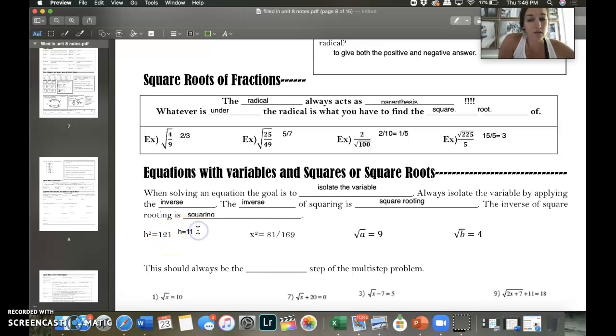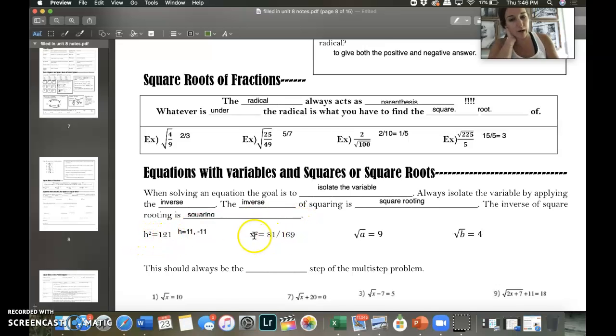Yeah. But you know what? There's another answer. Because what happens when we take the square root? We can also have a negative. So h could technically be 11 or negative 11. Because negative 11 times negative 11 is 121.